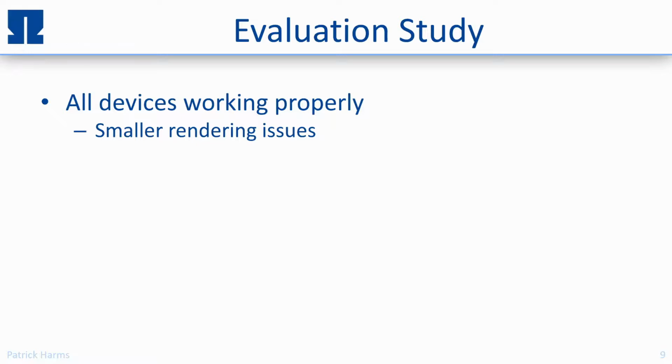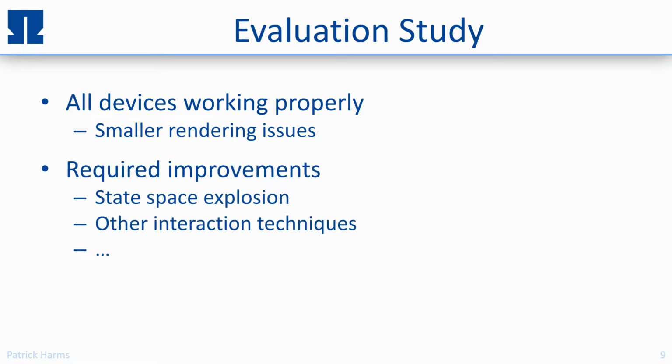What we also found out is that we need to improve our framework in some aspects. For example, for the car infotainment system, we reached some kind of state space explosion. There were quite many states that we had to cover, and even more transitions between these states, because on a touch screen there were many regions that the users could interact with, and we configured all these regions, and this led to quite many states and transitions. What we also know is we need to support other interaction techniques, and there are even more improvements, but for this I want to refer you to the paper.